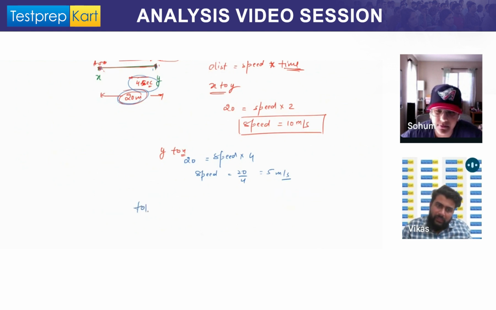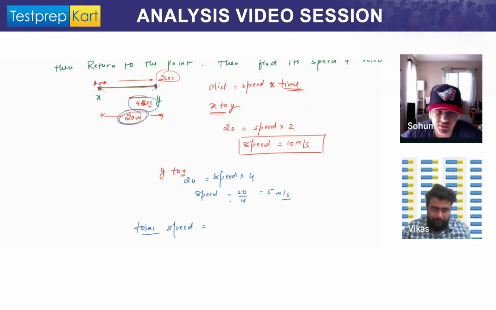Now they were asking for the total speed that you had throughout the entire journey. So it becomes how much? 15 meters per second.